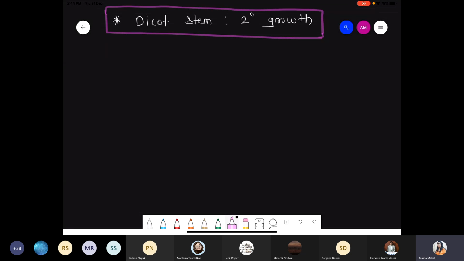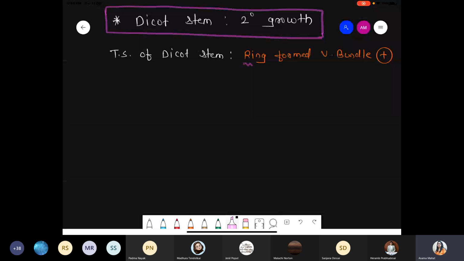ठीक है. Now first point. Before starting with the steps, we are again repeating intrafascicular cambium and interfascicular cambium. फिर से हम देख रहे हैं. So we are taking the diagrammatic representation for the TS, transverse section of the dicot stem. And you know very well, inside the dicot, the vascular bundle is present in a ring form. So a ring form vascular bundle is present.